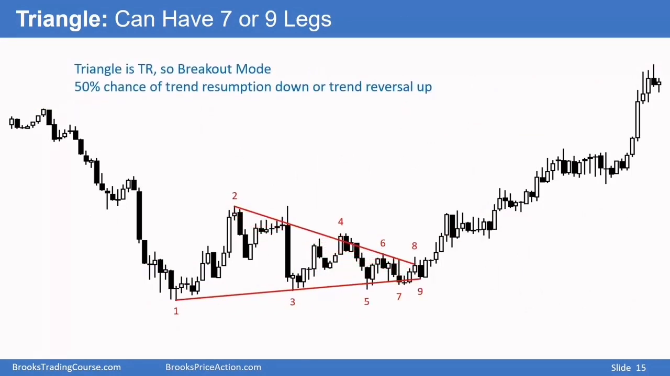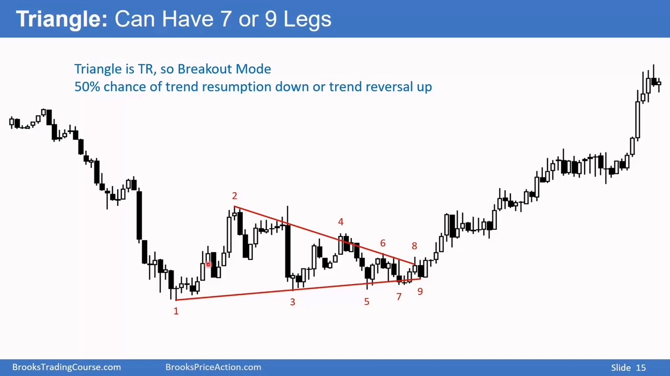I said a triangle has at least 3 pushes, 3 reversals. And here, reversed up, reversed up, reversed up, reversed up, reversed up. This is a horizontal pattern. The line on top is trending down. The line on the bottom is trending up. So it's converging. It's a triangle. And it's a triangle with 9 points in it, 9 reversals. Nothing has changed. Still 50-50 chance you'll get a bull breakout, 50-50 chance you'll get a bear breakout.